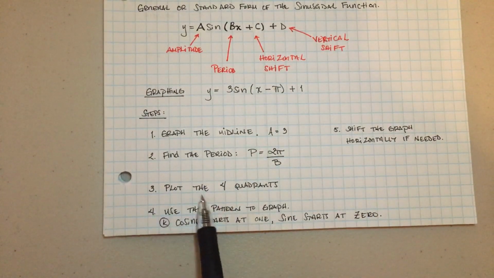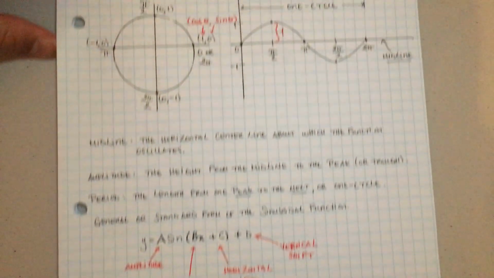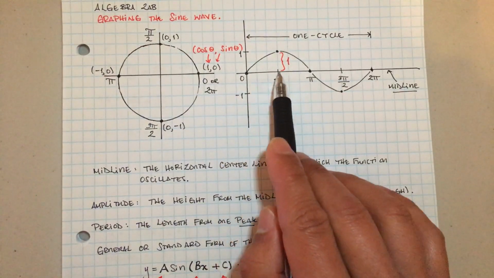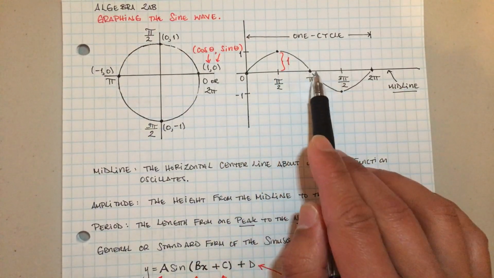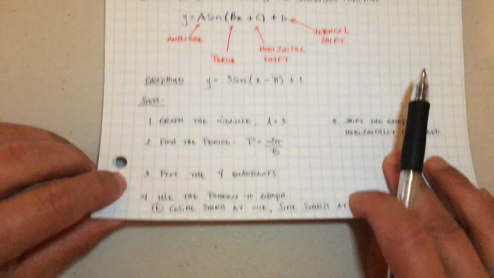After that, we're going to plot the 4 quadrants, or the 4 sections. And what do I mean by that? Well, if you take a look at the unit circle from here to here, that represents one quadrant. And then this is the second quadrant, the third quadrant, and then the last quadrant. And that's what we want to do.